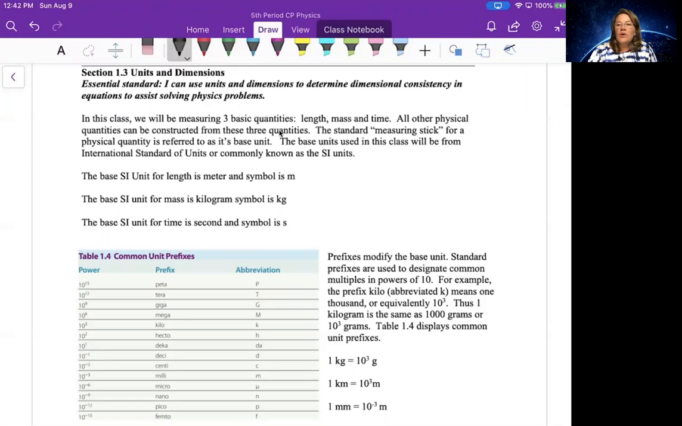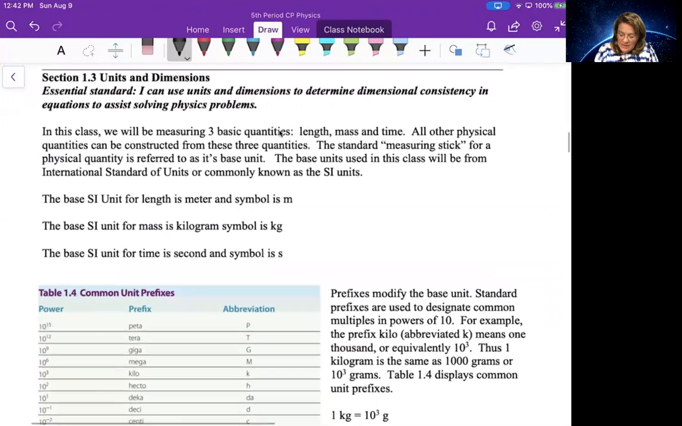All right, welcome back. Today we are moving on to section 1.3. We are going to talk about units and dimensions for our class. This is a very important topic. Please, please, please take this topic seriously, because you will get problems wrong if you do not give me correct dimensions, or units, excuse me, and same thing.